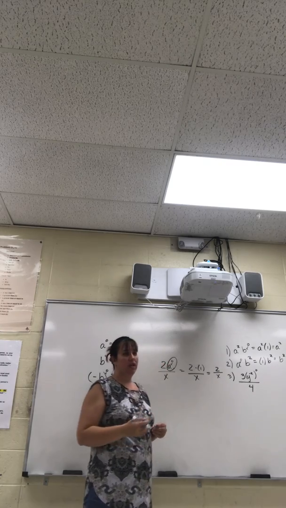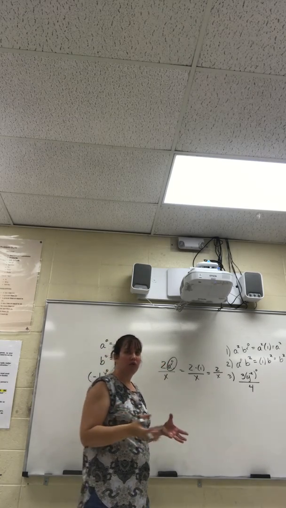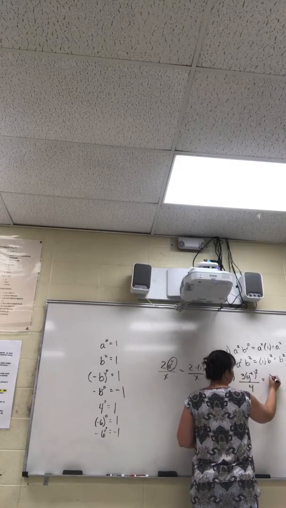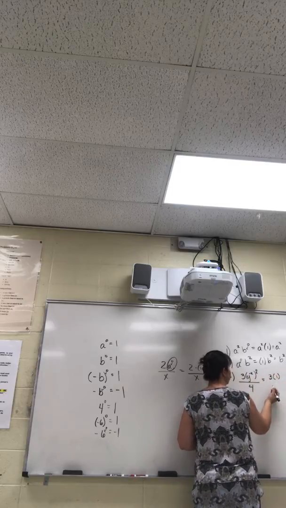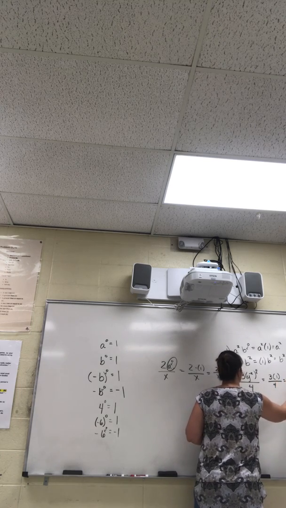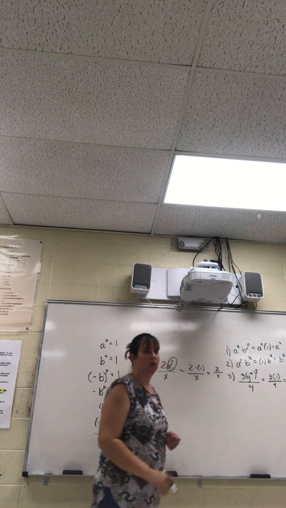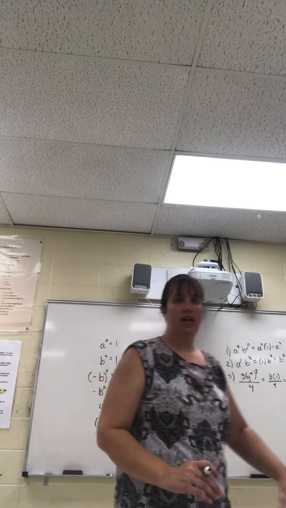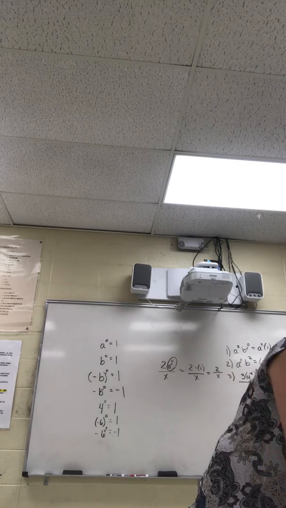Now, on number 3, the 0 touches the parentheses. Therefore, everything inside of that parentheses turns to a 1, leaving me with just 3/4. Any questions? All right, so what we're going to do now is we're going to get out the whiteboard.